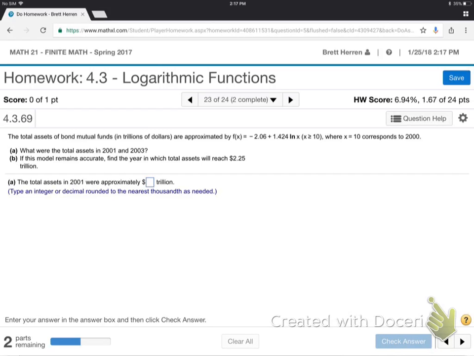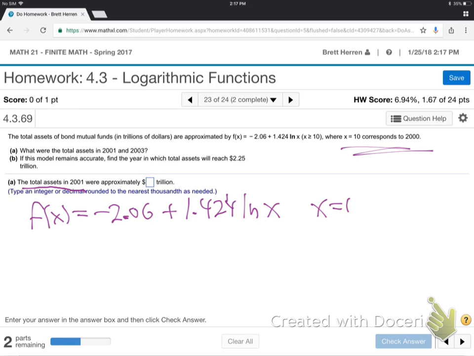Okay, so total assets. Notice what they're saying. Can you do part A? Find the total assets in the year 2001. Can you guys read that? Let me write that for you bigger. f of x is minus 2.06 plus 1.424 natural log x. So there's the function, and notice this over here: x equals 10 is 2000. And they want to know in 2001 what it equals. Can you do that first off?